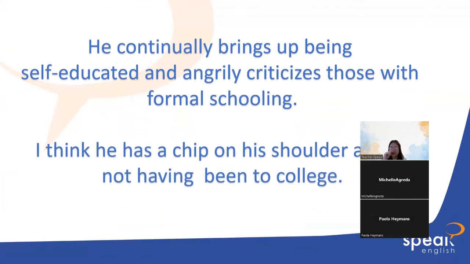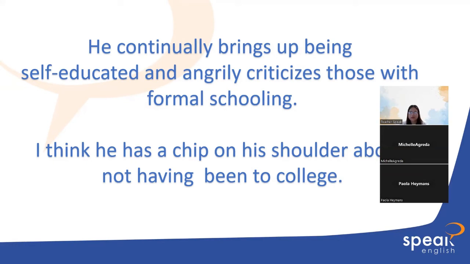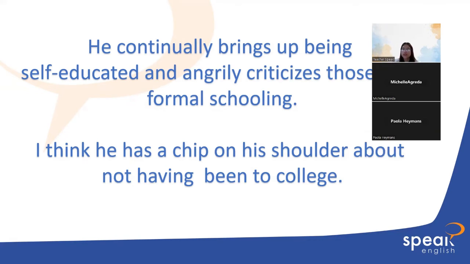Okay. Let's see some examples. Michelle, help me to read. He continually brings up being self-educated and angrily criticizes those with formal schooling. I think he has a chip on his shoulder about not having been to college. Okay, so that could be an example. So he's angry about something, and he's criticizing all the time those people that went to college. He criticizes them because he didn't have the opportunity to. So you can say, I think he has a chip on his shoulder.